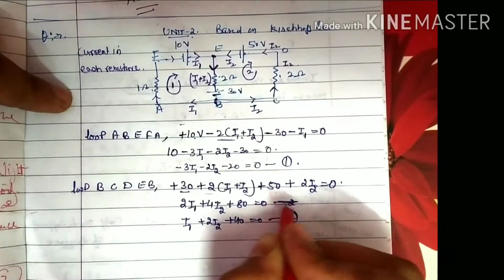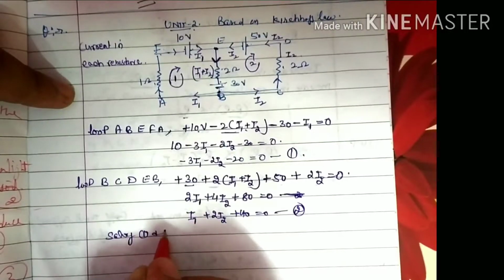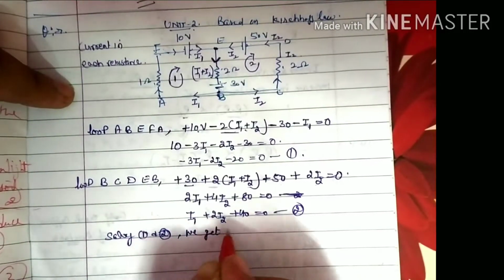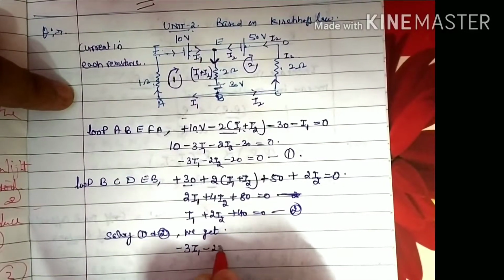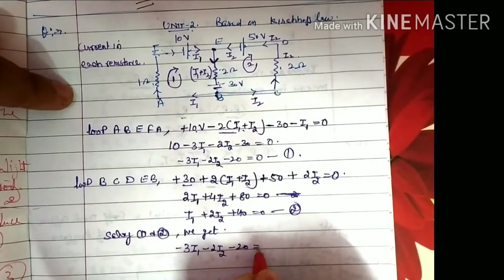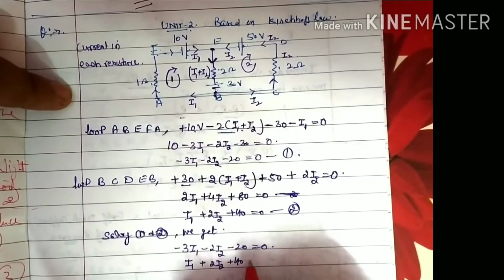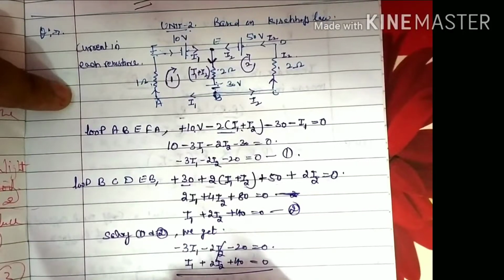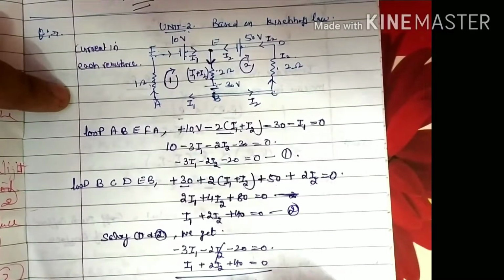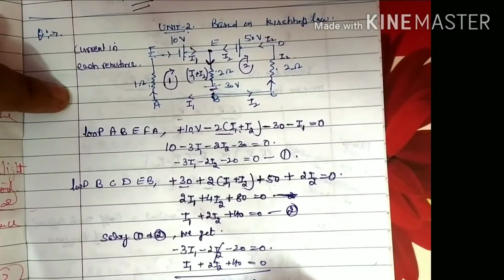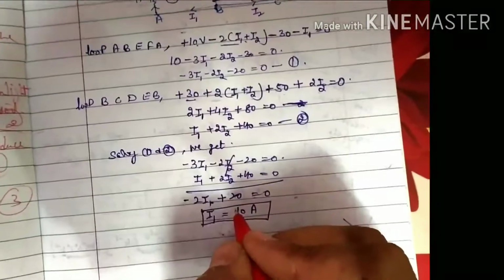This is our equation number 2. Okay, now solving 1 and 2, we get: minus 3I1 minus 2I2 minus 20 is equal to 0, and I1 plus 2I2 plus 40 is equal to 0. Cancel. Minus 2I1 plus 20 is equal to 0. So we get I1 is equal to plus 10 amperes.